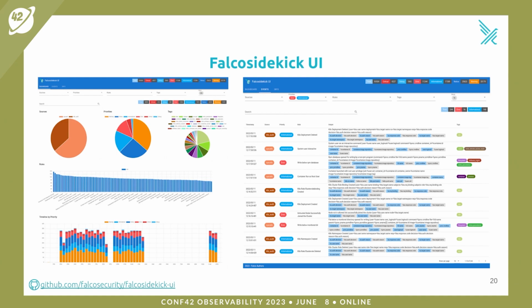Falcosidekick comes with a specific output called Falcosidekick UI. Basically, it's a basic interface with statistics, with pie charts, and so on, to have in a few minutes an overview of what has been detected by Falco in your environment. It's pretty convenient. It's not used for long-term storage or else, but at least you have a quick overview. And it's pretty convenient to use.